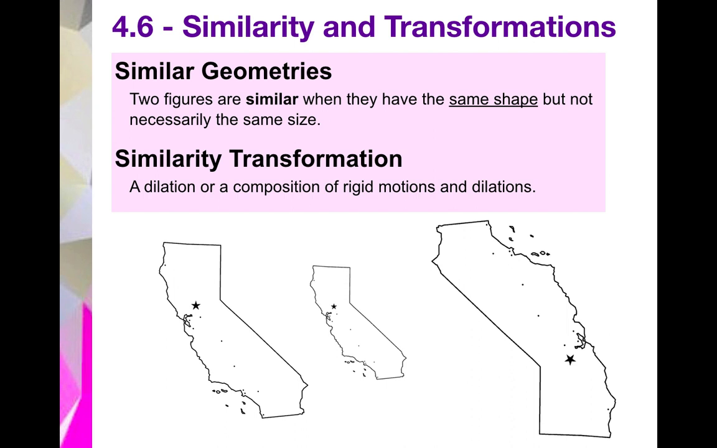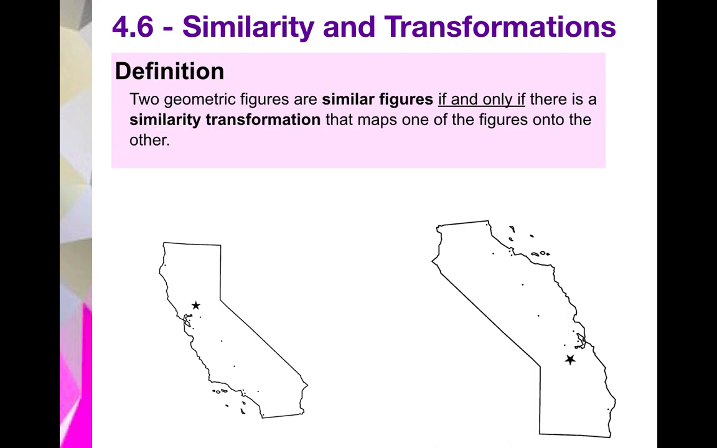A similarity transformation is a dilation or a composite of rigid motions and dilations. So as we're going to add to our rigid motions, our isometries, we're going to add a dilation in there, and that will keep it similar. It's congruent if you only do rigid motions, but if you add a dilation in there, either make it smaller or bigger, then it's similar. So it's a similarity transformation.